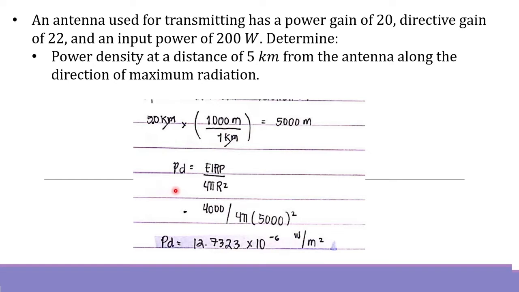So the power density is equal to EIRP over 4 pi times r squared. So we have r as 5,000 meters. We'll just substitute 4,000 over 4 pi times 5,000 squared, and we will have the power density as 12.7323 times 10 raised to 6 watts per meter squared.